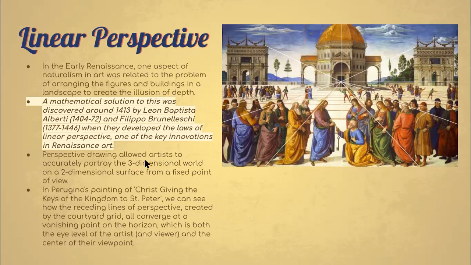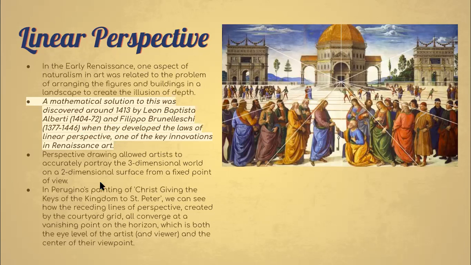So perspective drawing allowed artists to accurately portray the 3-dimensional world on a 2-dimensional surface, right? This is something that many artists struggled with, doing perspective, doing depth accurately. And they were like, there's gotta be an easier way to do all this. There has to be some system we can use. And so that's basically what was developed during the Renaissance. This is something that you can really applaud them for doing, okay?